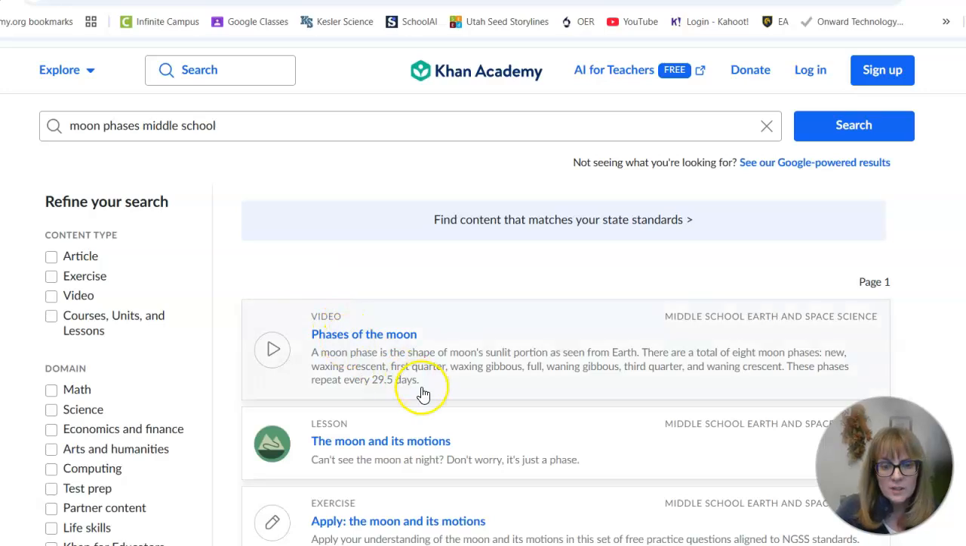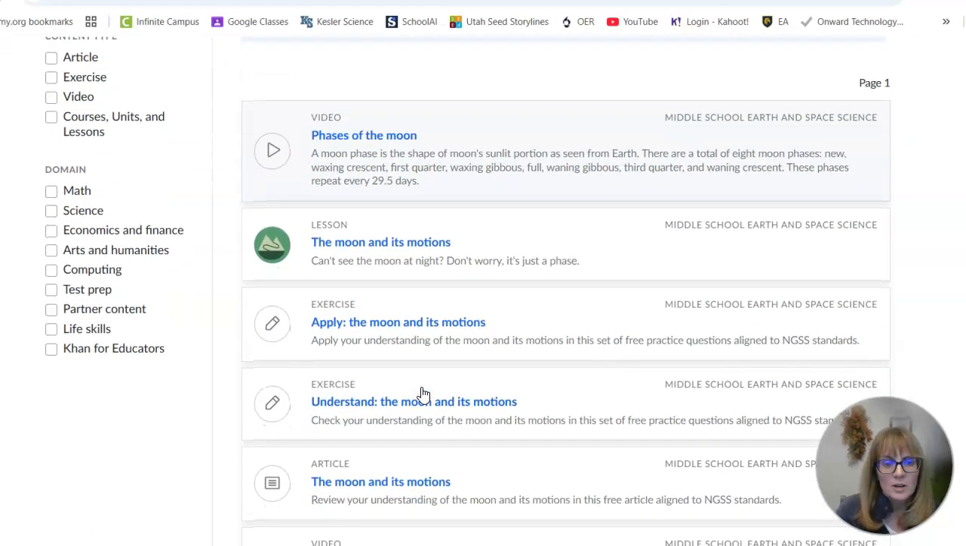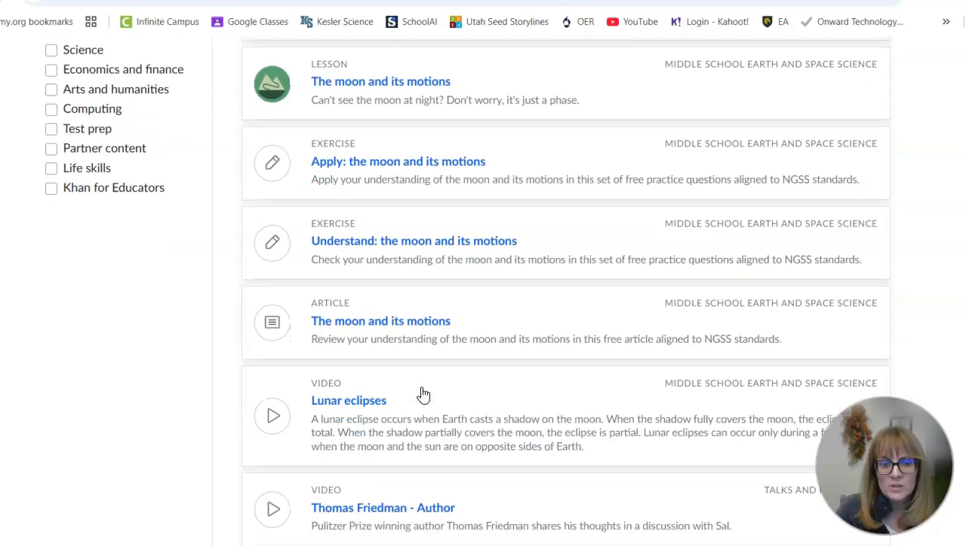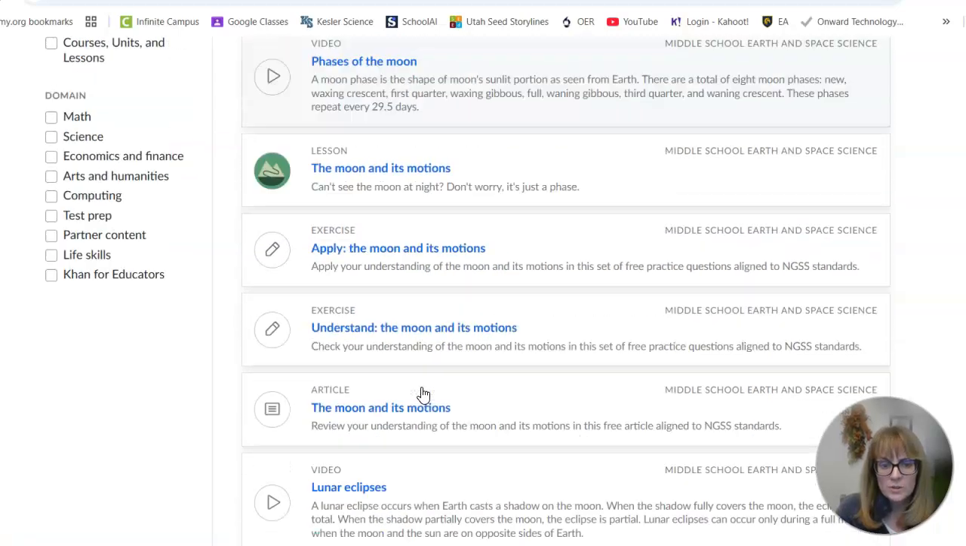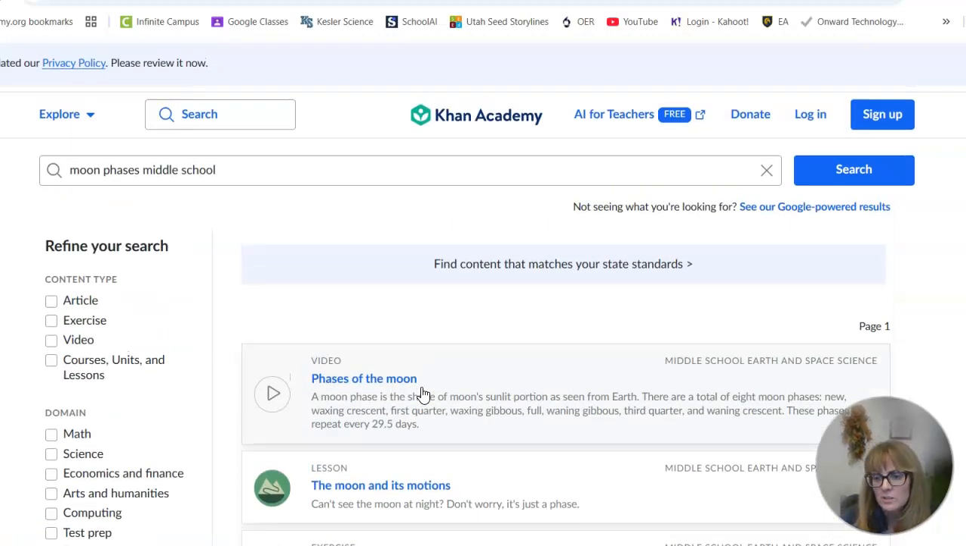And you can see there's videos on the moon phases, there's the moon and its motions, you have some exercises, there's articles to read. If there's ever a topic your students may be struggling with and you want to encourage them to engage with the topic a little bit more, or even just that they have questions and you want to explore it as a family, it's a great way. Khan Academy is a great tool to use.